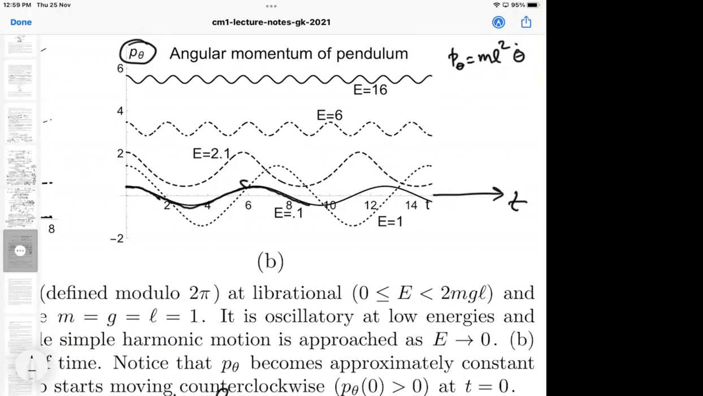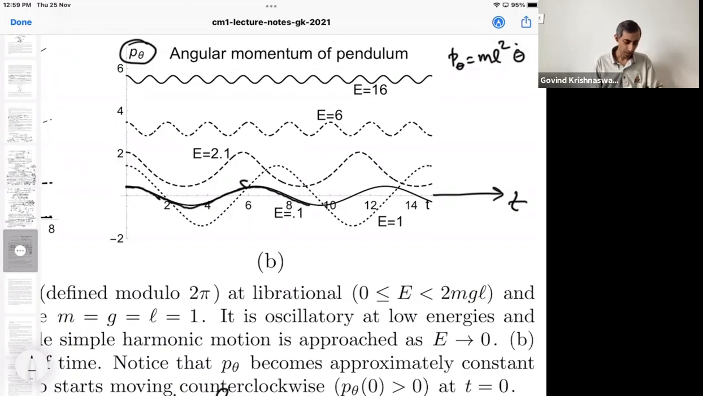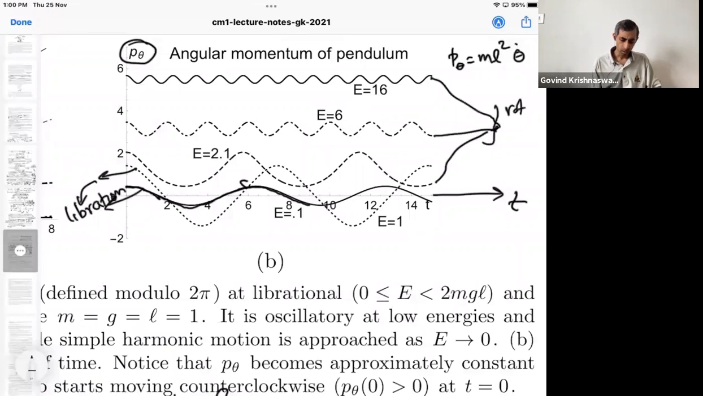Sir, I think you already told that if E is greater than 2, it is rotation, and if E is less than 2, it's libration. You're right, very good. Based on what we have already discussed, but this point may not have been observed or caught by everybody: this curve is libration. This dotted curve is also libration. The other curves, this dashed curve, this one and this one, are all rotation.